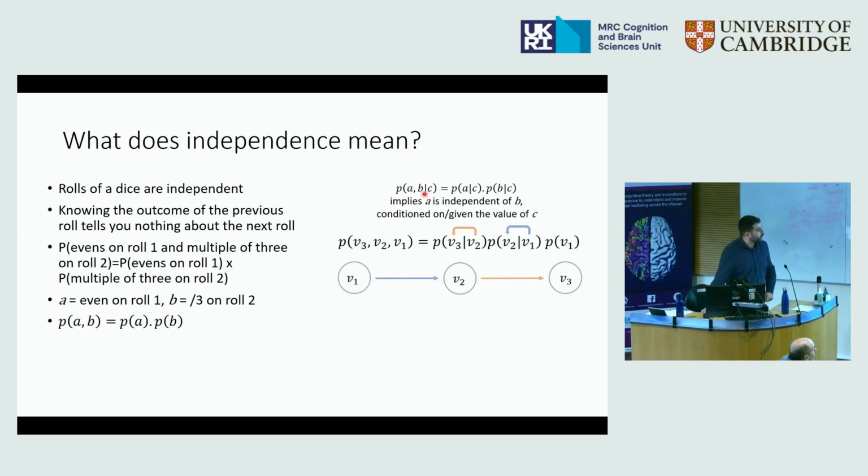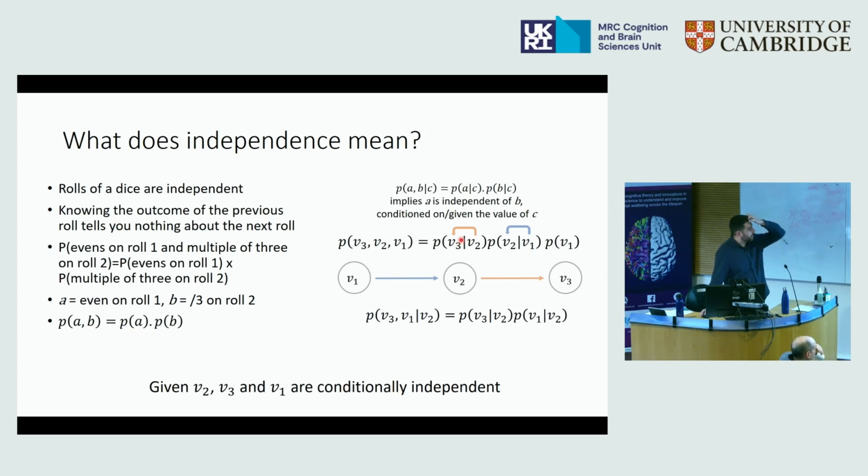Now, I've taken the graph on the right-hand side of the previous slide, and I've just stretched it out so that rather than being in a triangle shape, it's in a line, or what you might call a chain. But the equation is the same. Through some simple probability theory that I won't bore you with, we can show that if we condition on V2, so if we think that we've observed the value of V2, then we do indeed get this formula for conditional independence. So given V2, V3 and V1 are conditionally independent.